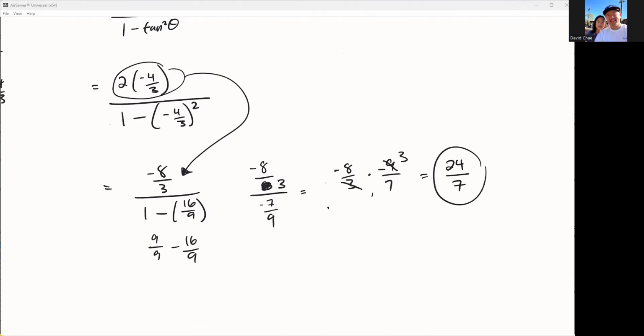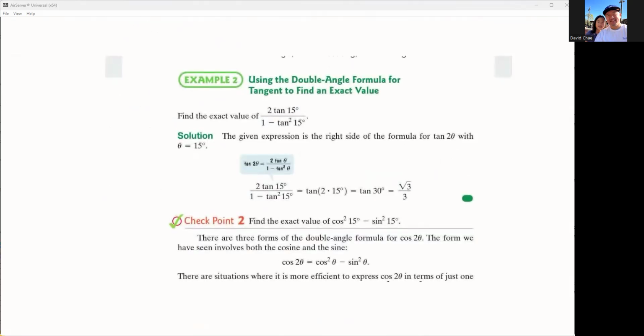Go to example 2, right? Does everybody need me to wait? You could copy. I'm recording this, so it'll be on. All right. Let's go to this right here.